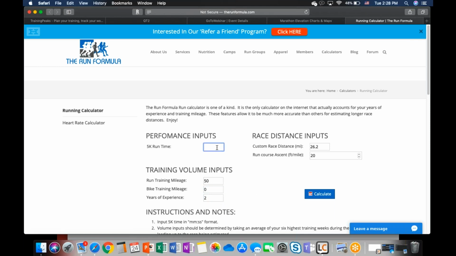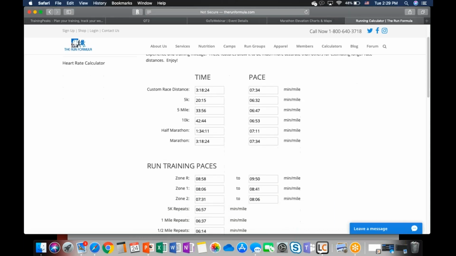Okay, so this 5K run time, this is basically the number that you play around with to produce the training paces that you've been training at. So I'm just going to guess, I could run a 5K in about 20 minutes. You put it in as a function of minute and second, like this format right here. And then let's hit calculate, and then we'll see if we need to adjust anything.